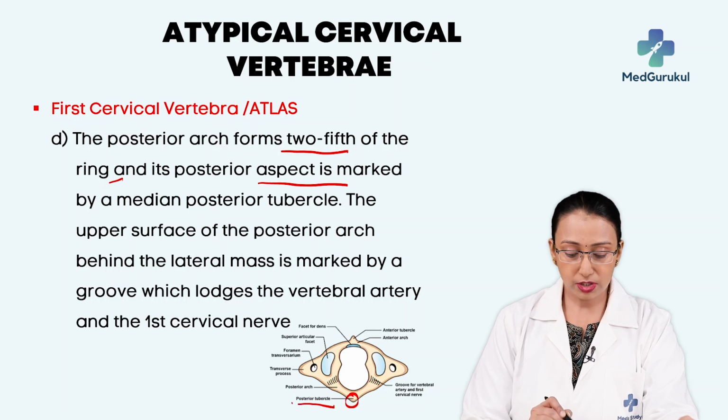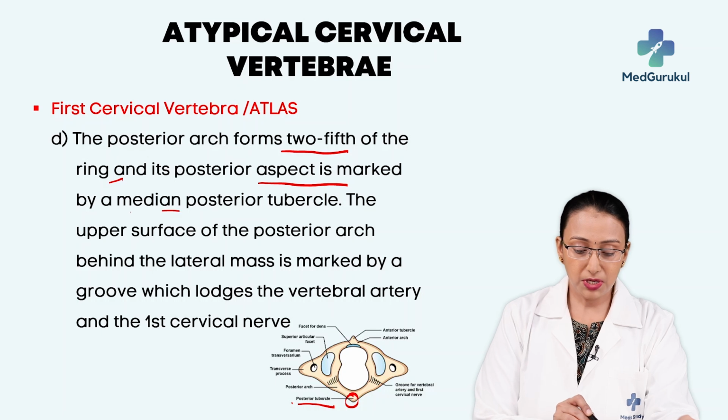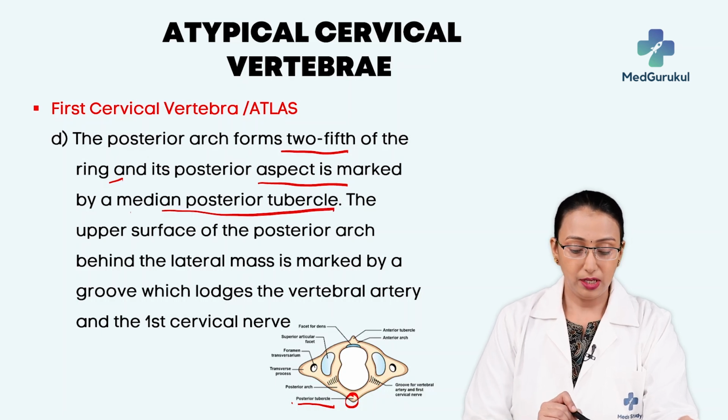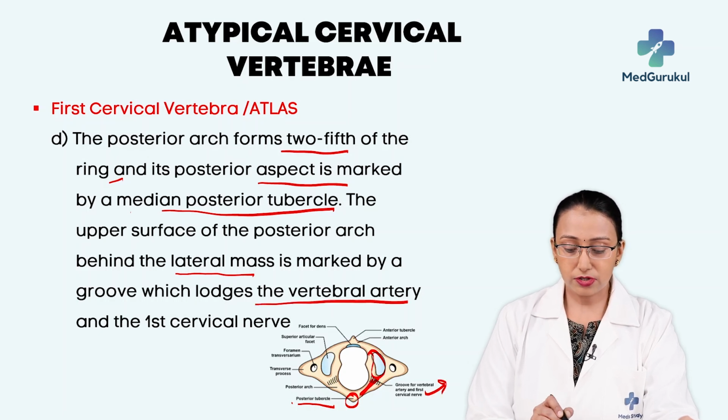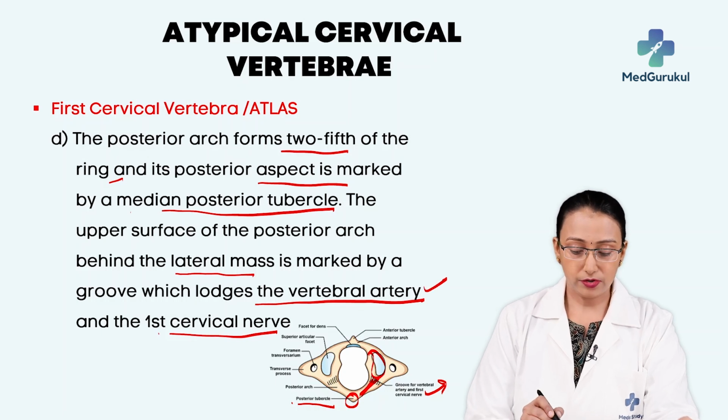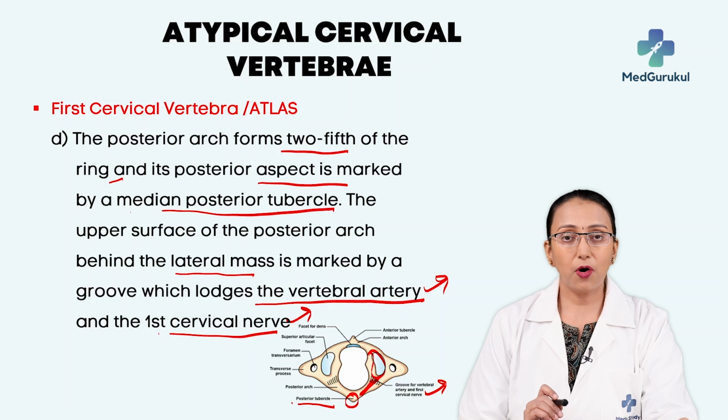The posterior arch of the atlas forms 2/5 of the ring, and its posterior aspect is marked by a posterior tubercle in the median plane. Hence, this is the median posterior tubercle. The upper surface of the posterior arch, behind the lateral mass, is marked by a groove which lodges the vertebral artery and the first cervical nerve. These are the two important points to remember in a spotter.